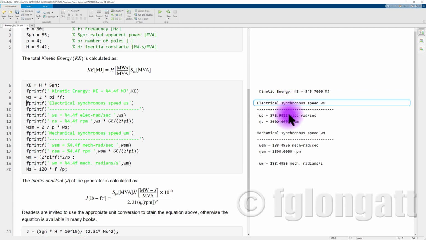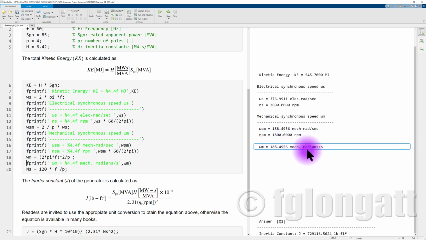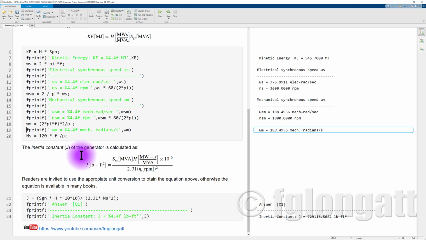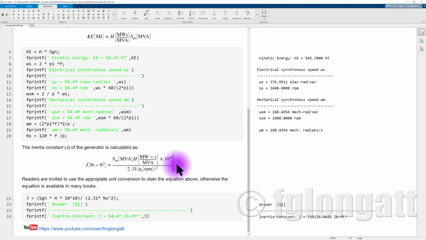The next step here, I calculate the synchronous speed. We have here at the top the electrical synchronous speed. Below that, we have the mechanical synchronous speed. And I use different rotational speeds, in this case in electrical radians and mechanical radians per second and RPM, okay? I will not go through this detail, but you can see over here that the electrical synchronous speed is 3,600 RPM. And on the other hand, the mechanical synchronous speed is 1800 RPM. All of this is 188.4 radians per second.